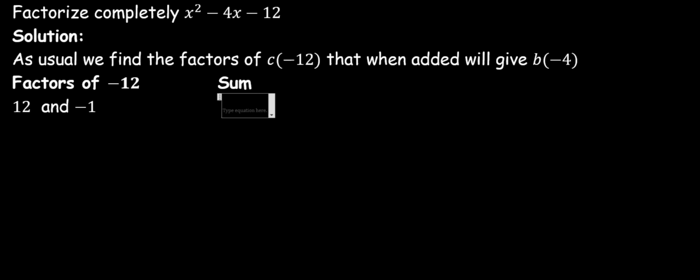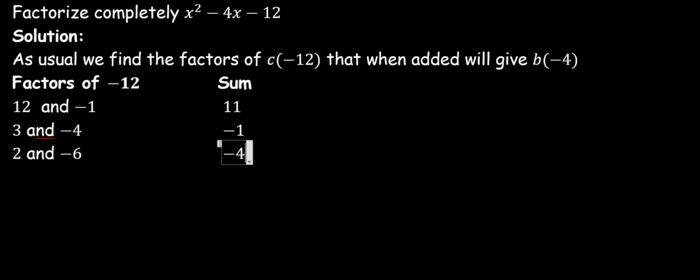Then we proceed to take 3 and minus 4. When we take 3 and minus 4, the summation is minus 1. Now let's take 2 and minus 6. Those two factors, when multiplied together, will give us minus 12, and when summed together, will give us minus 4. The last pair of factors, 2 and minus 6, satisfies our condition.